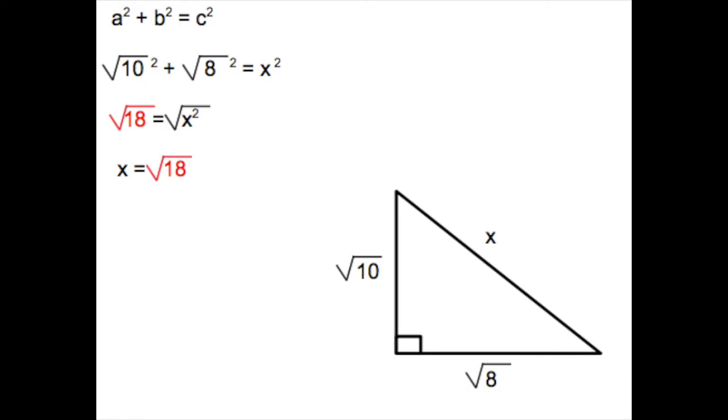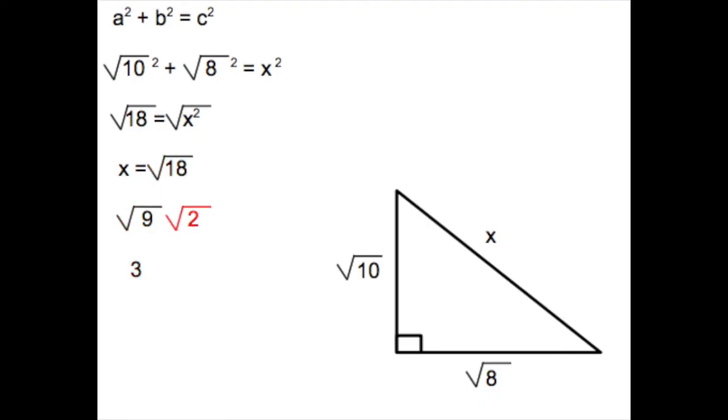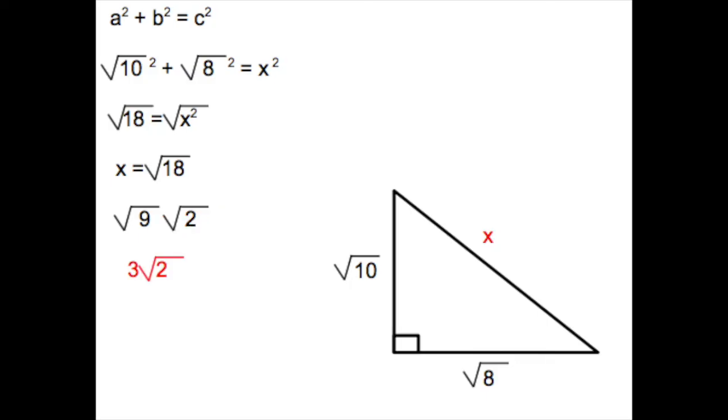This can be simplified though because our radicand, 18, has a perfect square factor in it. The square root of 18 can be broken down into the square root of 9 times the square root of 2. We do this because 9 is a perfect square. The square root of 9 is 3. And we leave the square root of 2 because it is simplified. So our final answer is 3 times the square root of 2, which is our value for x, which represents our hypotenuse.